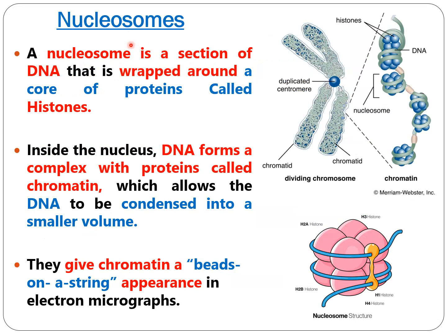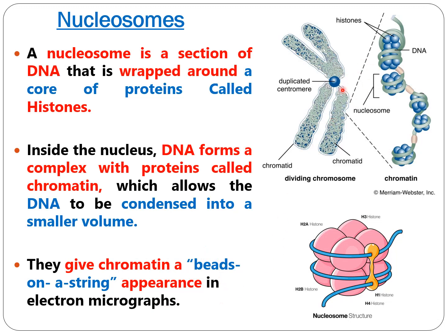Let us know what is a nucleosome. A nucleosome is a complex of two things. One is the DNA and the other is the proteins. Here the proteins are histones. The DNA will be wrapped around these histone proteins. It forms a complex called chromatin, and the DNA has to be condensed into a smaller volume. This will give the chromatin a beaded-like appearance on a string.